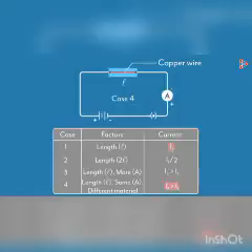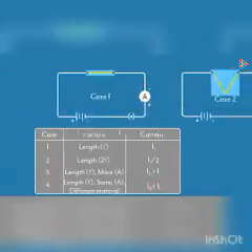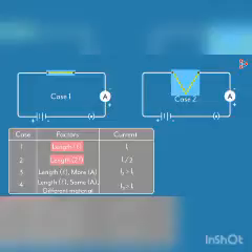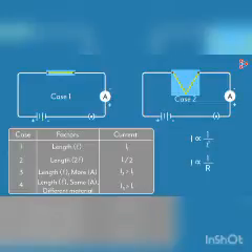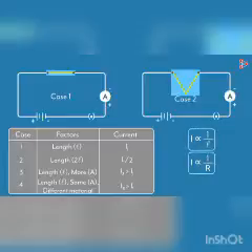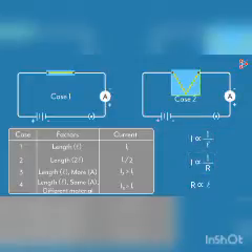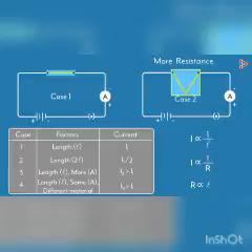Now let's understand the results case by case. We see that as the length of the wire increases, the current reduces by the same factor. It implies that the current is inversely proportional to the length of the wire. And by Ohm's law, we know that the current is inversely proportional to the resistance of the conductor. So these two together will imply that the resistance R is directly proportional to the length of the wire. More the length of the wire, more will be the resistance.